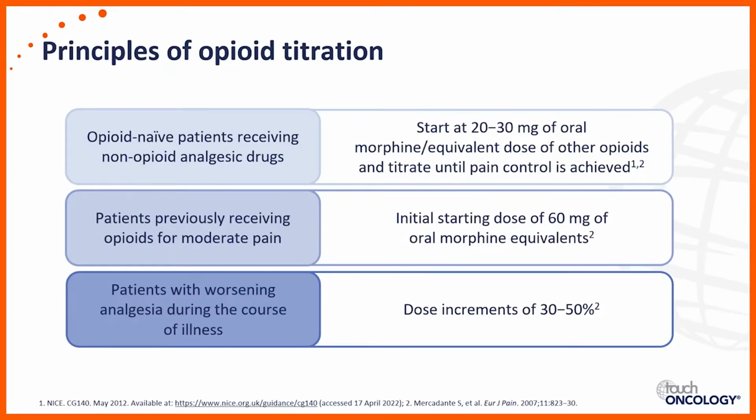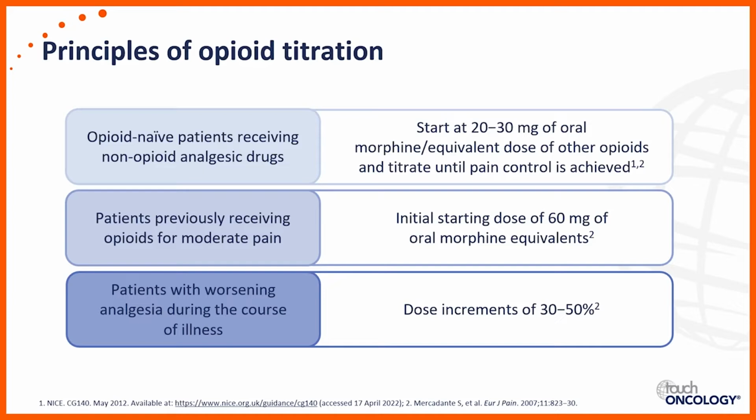Potentially, we can have different scenarios. The first is, for example, patients who never received opioids. That means they are naive. In these cases, we have to use very, very low doses that should be titrated according to the pain intensity until pain control is achieved, potentially preventing or treating possible adverse effects that can develop during opioid titration.